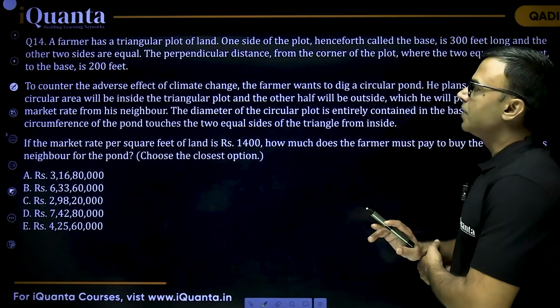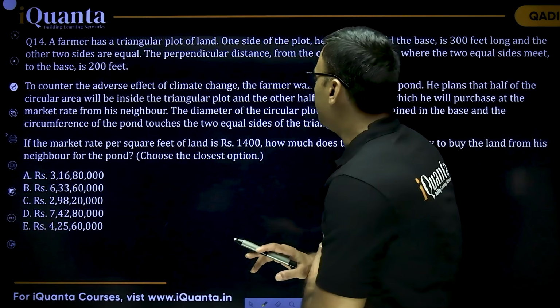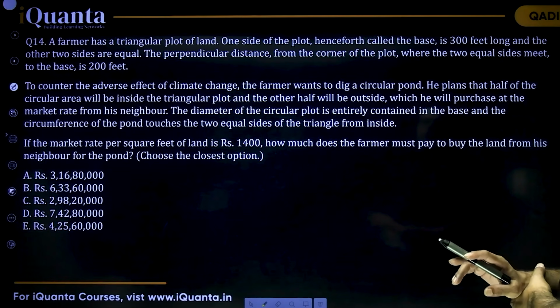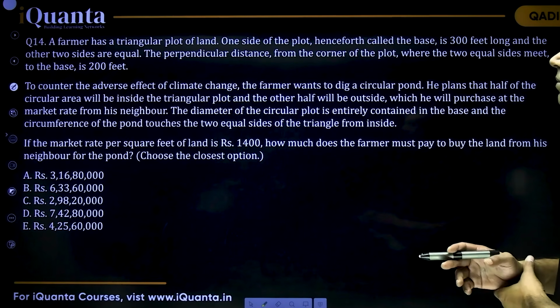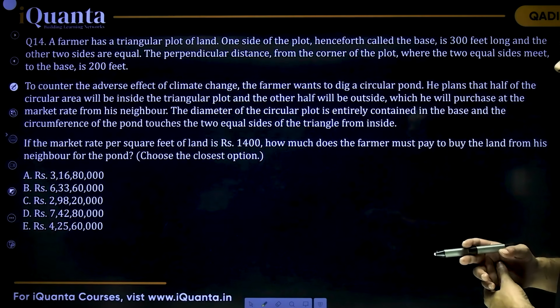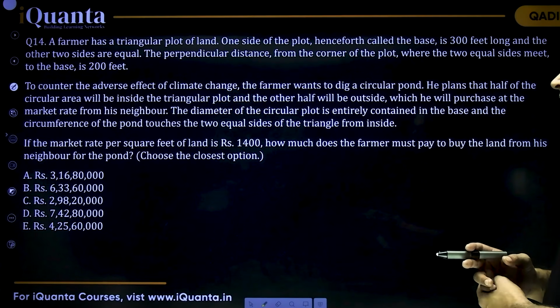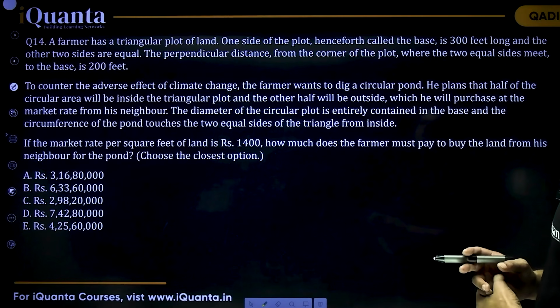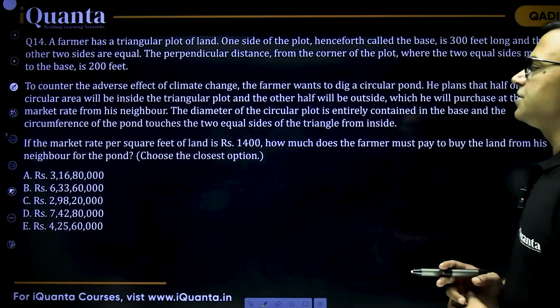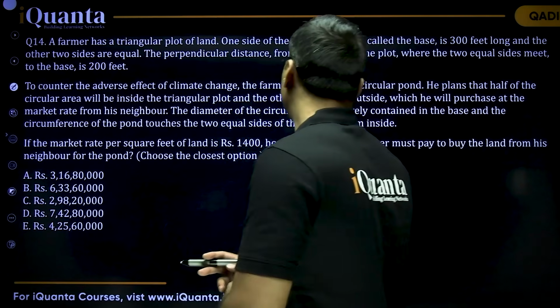Okay. To counter the adverse effect of climate change, the farmer wants to dig a circular pond. He plans that half of the circular area will be inside the triangular plot and the other half will be outside, which he will purchase at the market rate from his neighbor. The diameter of the circular pond is entirely contained in the base, and the circumference of the pond touches the two equal sides of the triangle from inside.